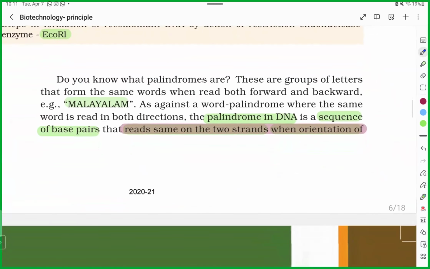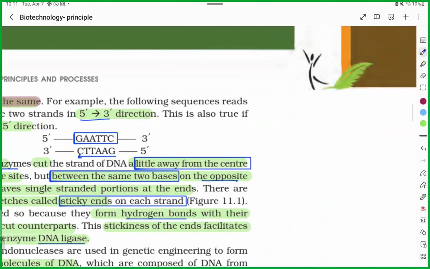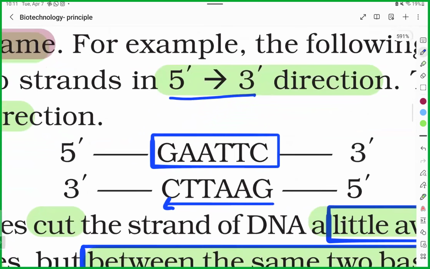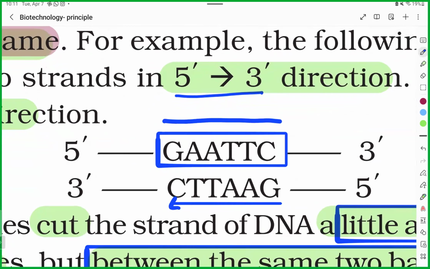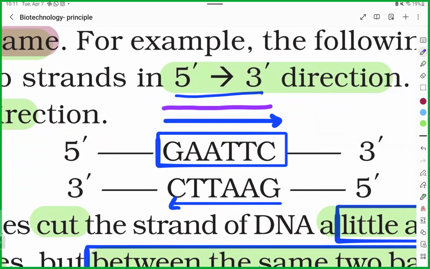What do you mean by palindromic? Form the same word when read in the both directions. But when we say the word palindromic, it read in the both directions. Palindromic in DNA is different. It is not same. Because if we take this GAATTC, if you go in the forward direction, it is GAATTC. If you go backward direction, it will not be GAATTC. So palindromic normally is different from palindromic in DNA. Make sense, guys? You must have realized that.